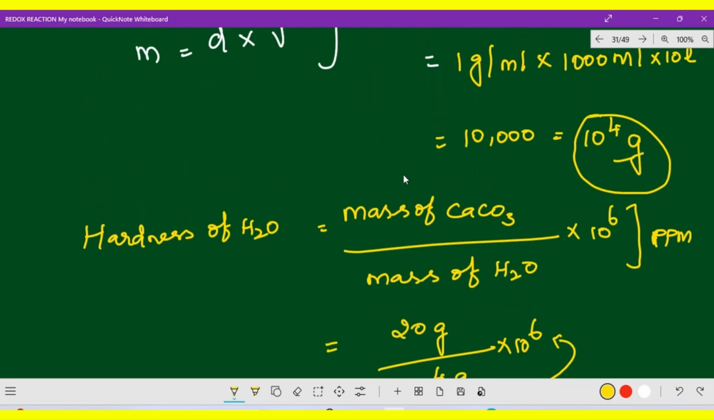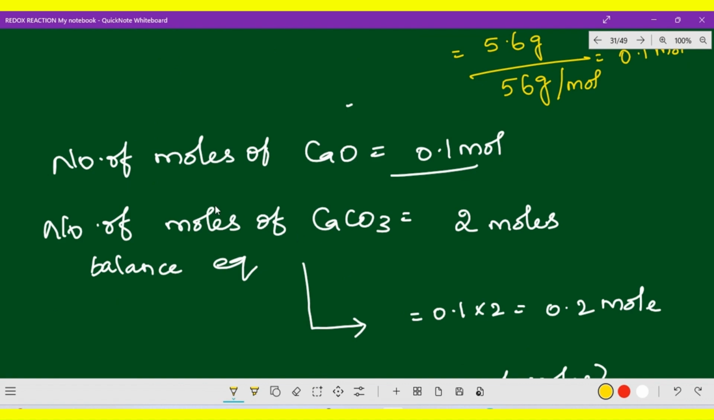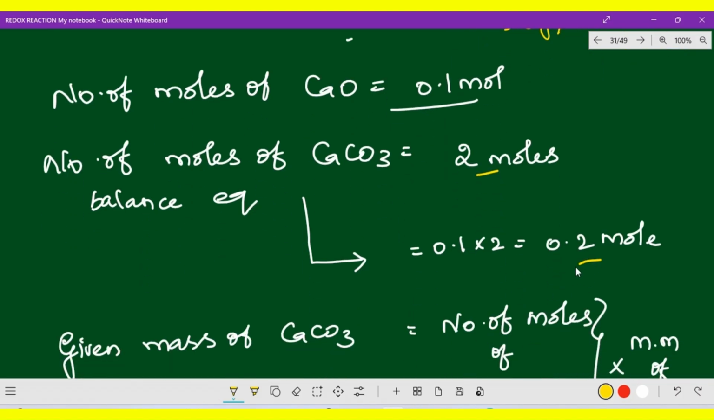How do we go for it? So here 1 mole of calcium oxide can provide 2 moles of calcium carbonate. So according to that point, let us go for the review of this question. Number of moles of calcium oxide is 0.1 mole, and number of moles of calcium carbonate, according to the balanced equation, is 2 moles. So we get 0.2 mole.